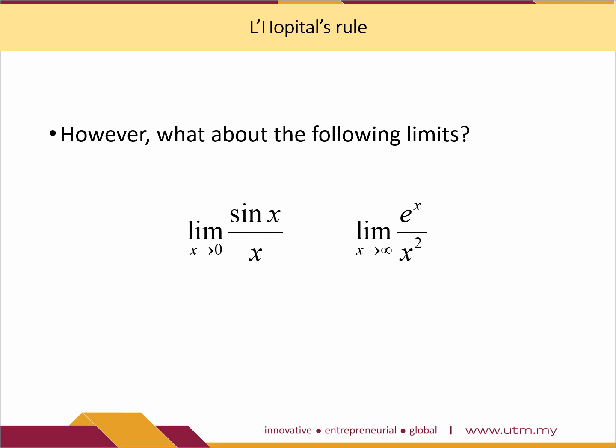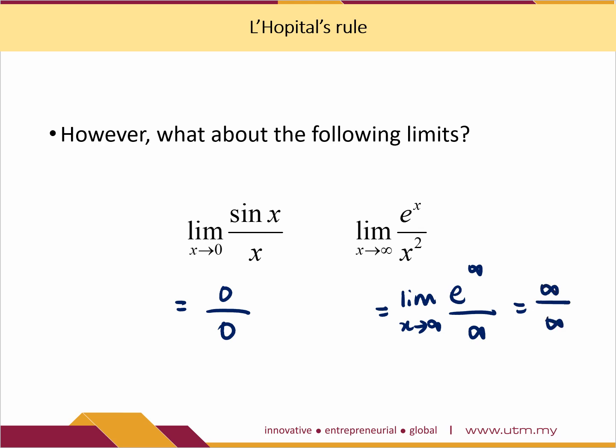Given the limit of sine x over x as x approaches 0, if we substitute x equals 0 into this, you will get sine 0 over 0, which is 0 over 0. Same goes for this case, the limit of e to the power of x, meaning e to the power of infinity over infinity, where both cases are indeterminate forms.